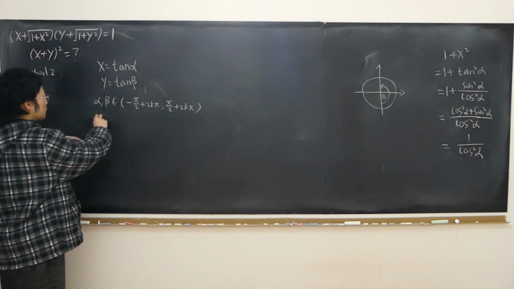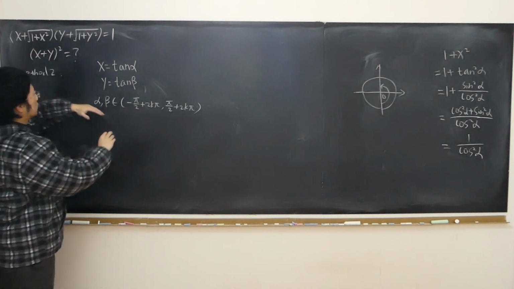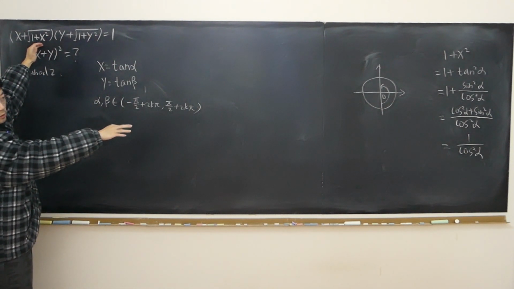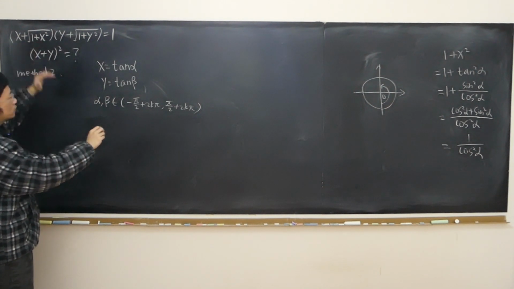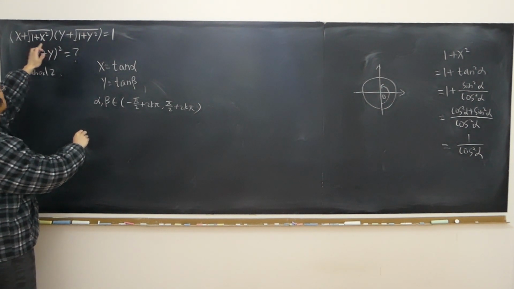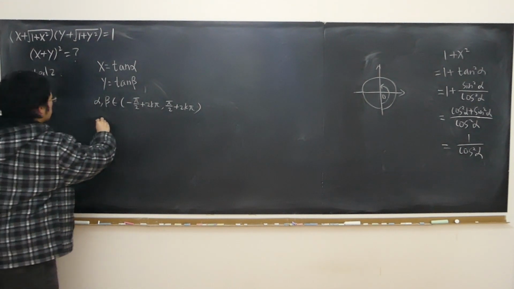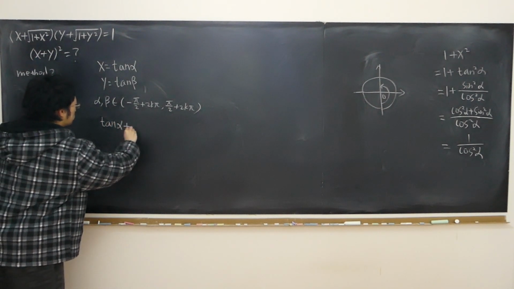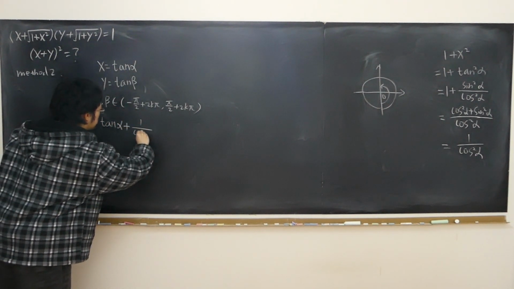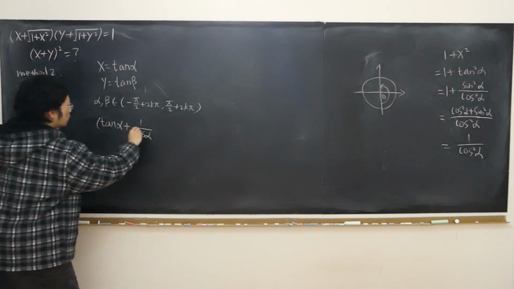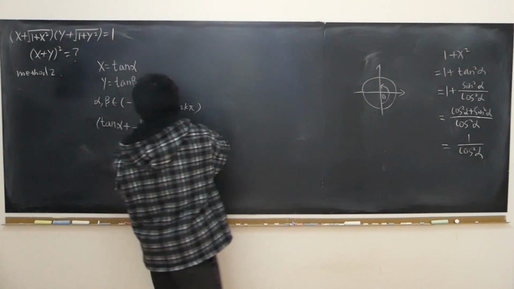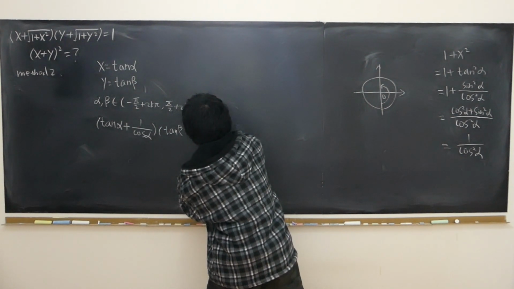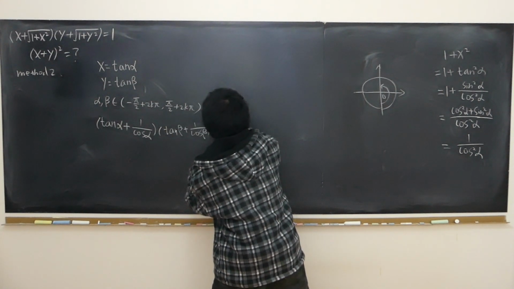Since I already know cos is positive, the square root of this is just 1 over cos. So this becomes 1 over cos, and x is tangent. So I have quantity tangent alpha plus 1 over cos alpha, times quantity tangent beta plus 1 over cos beta, equals 1.